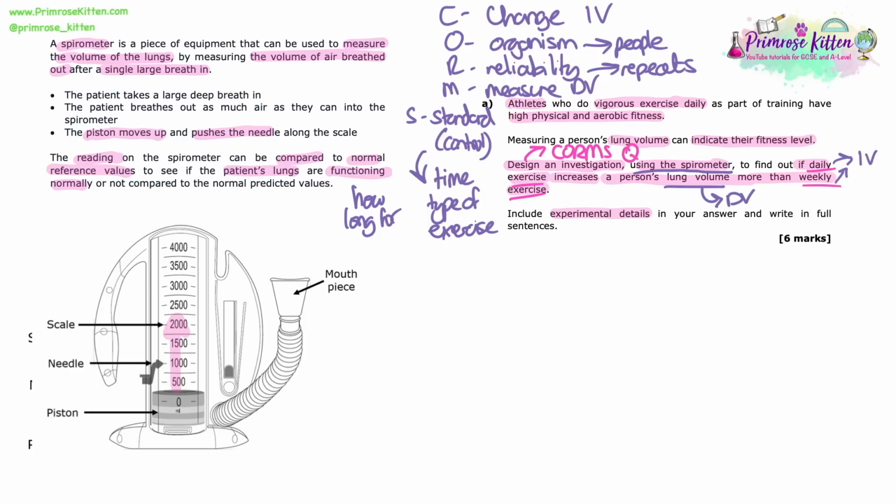And how long are they going to do it for? So are they going to do it for a month? Are they going to do it for 2 months? When are you going to measure them before and after the exercise? How long is the time gap?